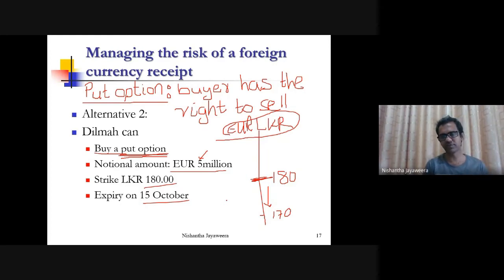So you know all those things, but here what you have to identify is this: since you have a long position in foreign currency and your risk is appreciation of local currency, that means the exchange rate is going down, and what you want to do is sell your asset, that is euro. Therefore you should buy a put option. That is what you should be able to identify.